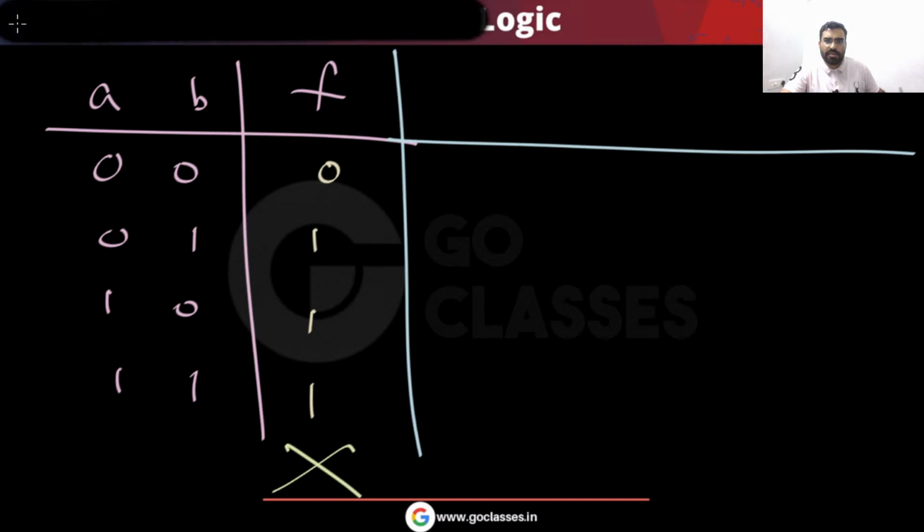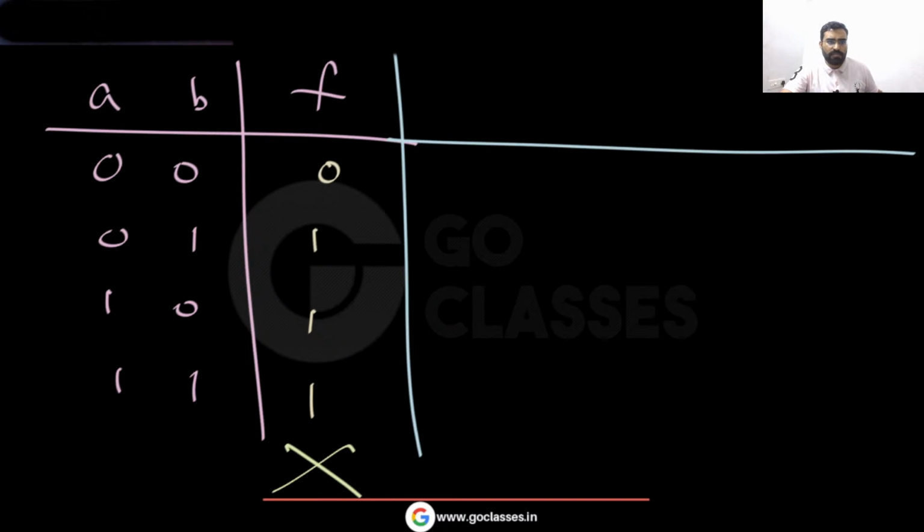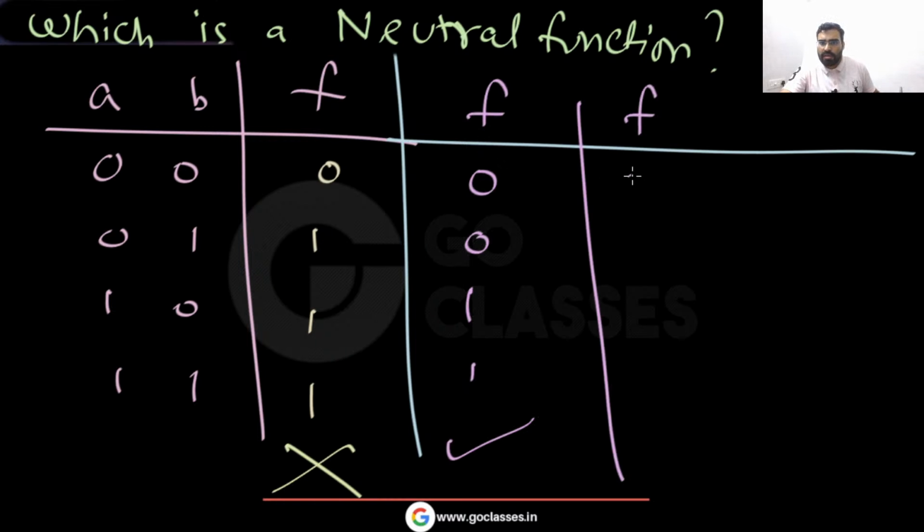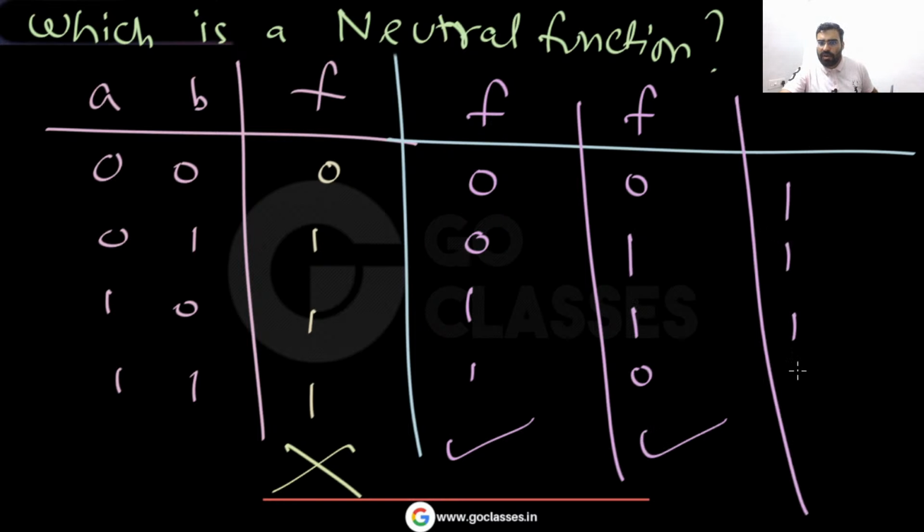Which is a neutral function? You can just check it out. This is not a neutral function. 0 0 1 1, yes, this is a neutral function. 0 1 1 0, this is a neutral function. 1 1 1 1, this is not a neutral function. So this is the idea. What is a neutral function?